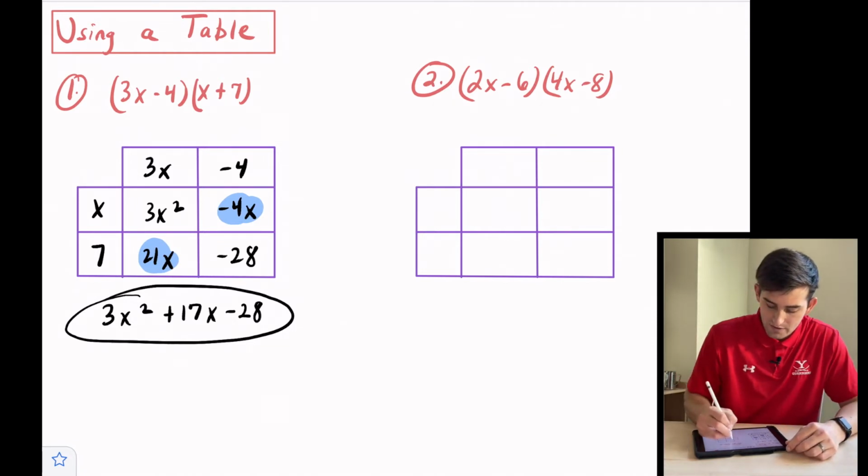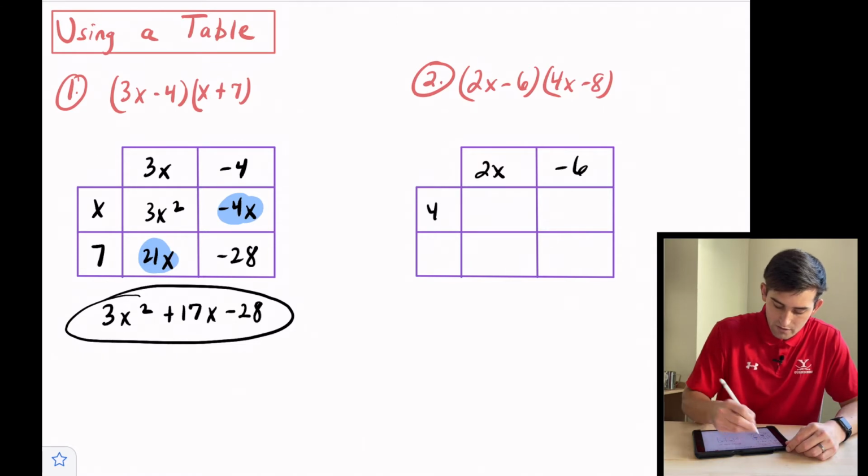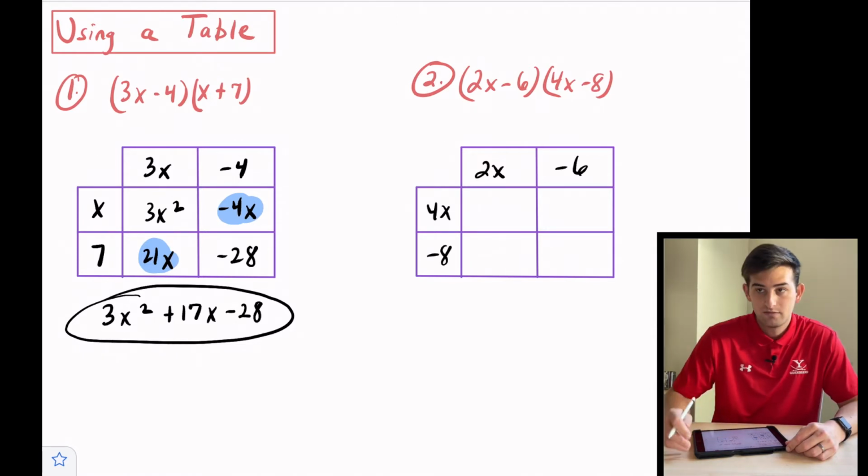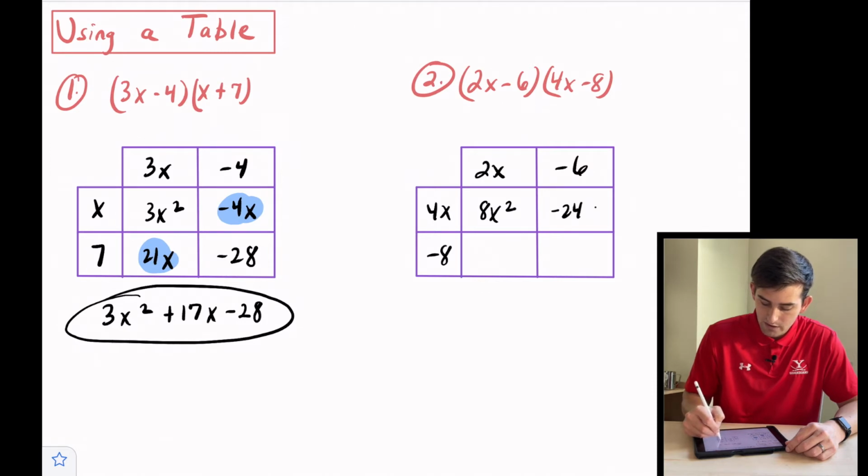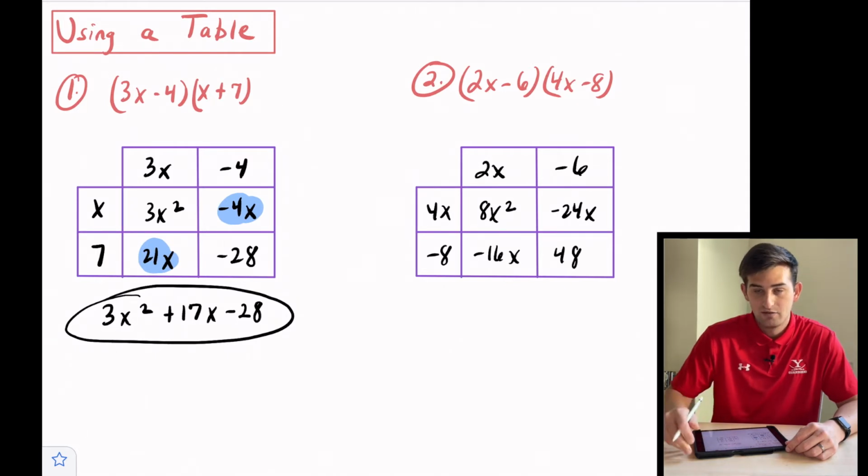All right, let's look at the next one. So let's say 2x and negative 6, 4x and negative 8. Okay, so first we're going to say 2x times 4x, so that's going to be 8x squared. Negative 6 times 4x would be negative 24x. 2x times negative 8 would be negative 16x. And then negative 6 times negative 8 would give us a positive 48.